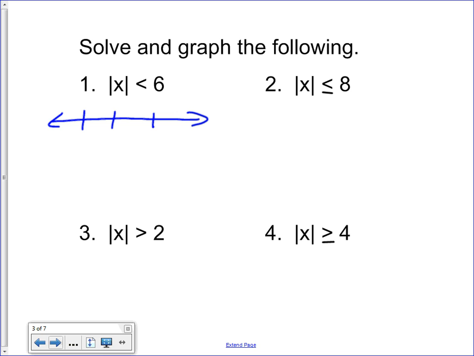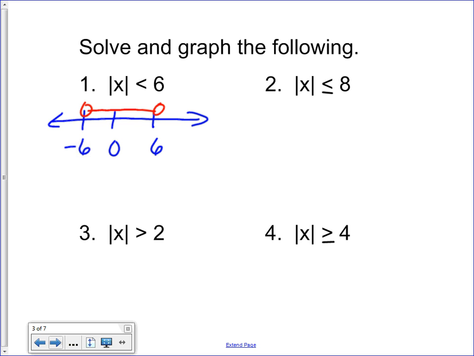If we're thinking about a number line, I know I've got 0 in the middle. What numbers are less than 6 away from 0? Well, I know I've got some boundaries. I've got a negative 6 over here and a positive 6 over here. I can picture that it's going to be the numbers in between. Those are all less than 6 away from 0. But when we're graphing, if we don't want to include the numbers at our endpoints, we use open circles. So our graph would look like that.